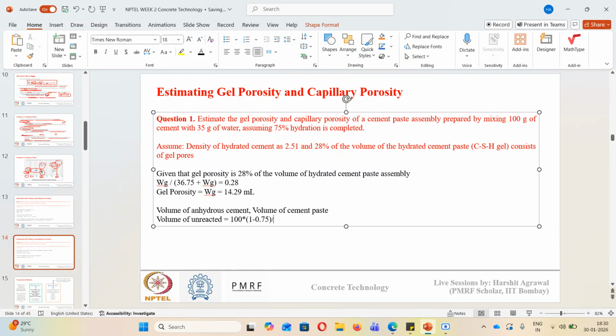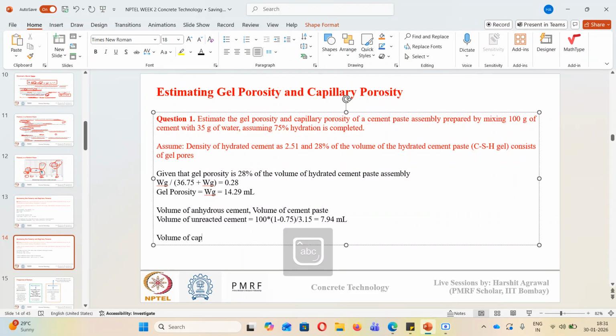So 100 into 0.25 upon 3.51 will give me the volume of unreacted cement, which will come out to be 7.94 ml. Now we know volume of anhydrous cement, which was the initial volume of the total system. We know the volume of cement paste finally formed, and we know the volume of unreacted cement. So what is the volume of capillary water?